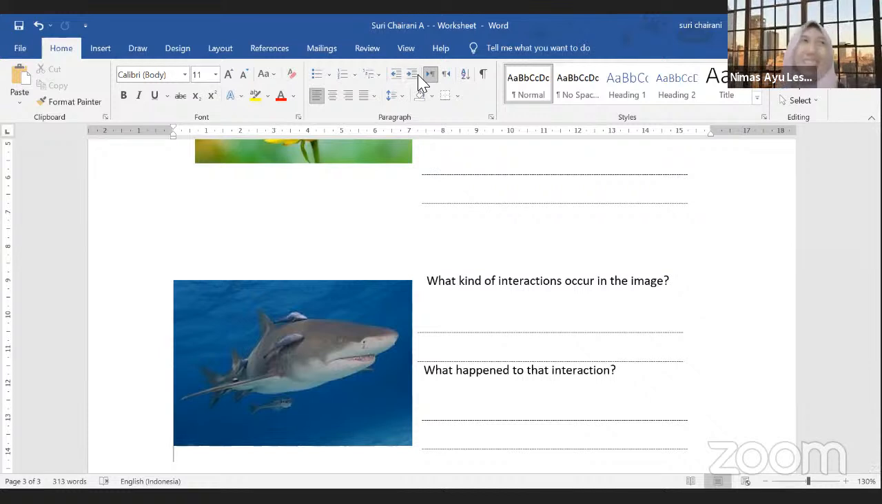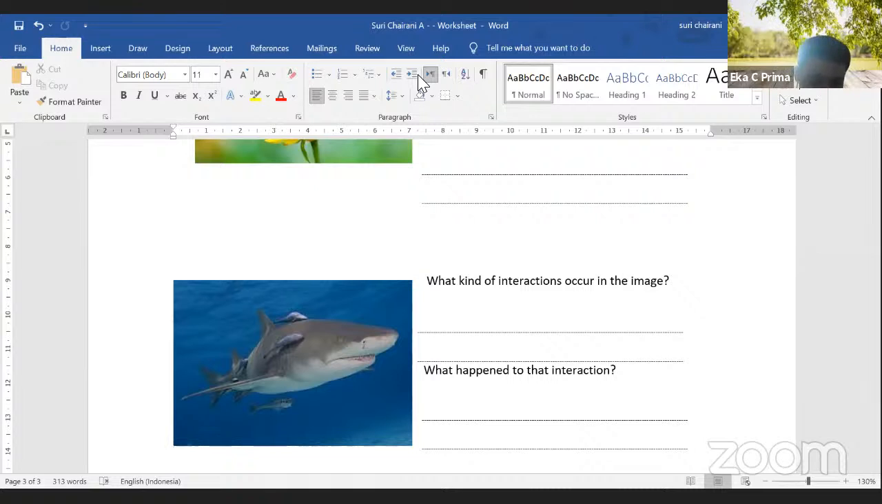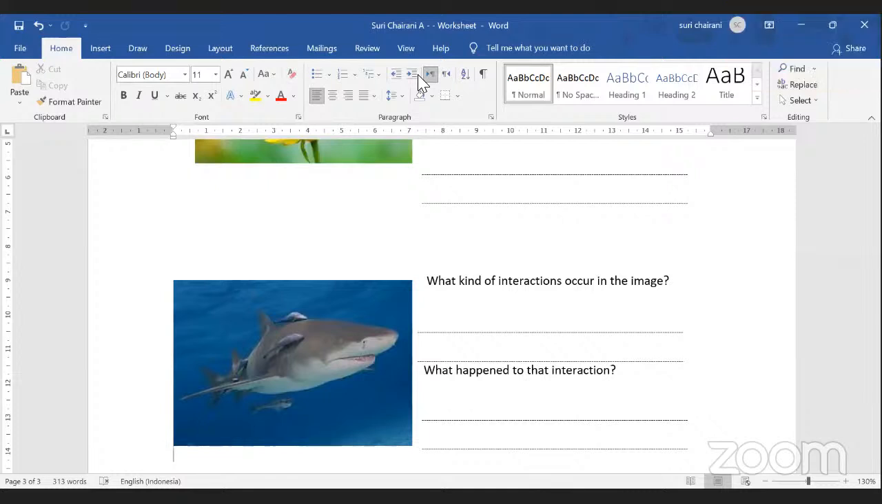For me, I just imagine to make a diagram. Sorry, the diagram of the interaction between one organism to another organism. Okay. This is also our idea. That's a good thing as suggested by Nimas. Okay, another idea from student.